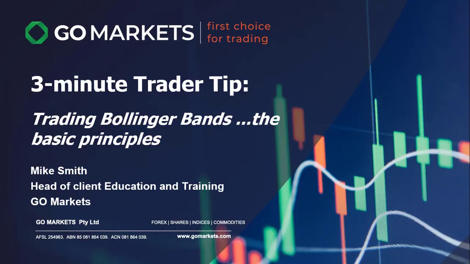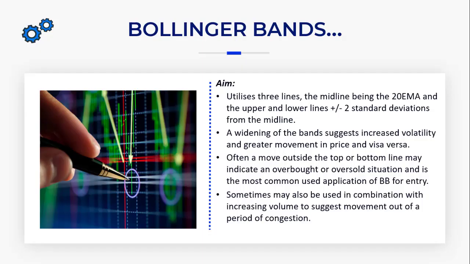3-minute trader tip, trading Bollinger Bands, the basic principles. In this short video, we're going to look at Bollinger Bands, which use 3 lines, the middle line being the 20 EMA and the upper and lower lines, 2 standard deviations from that middle line.